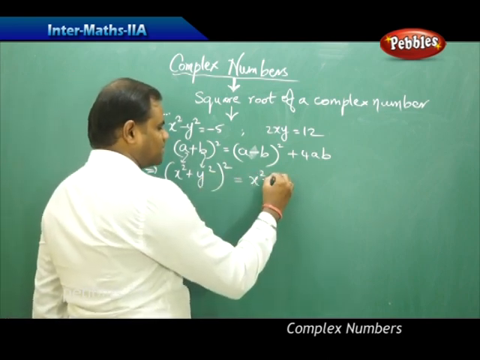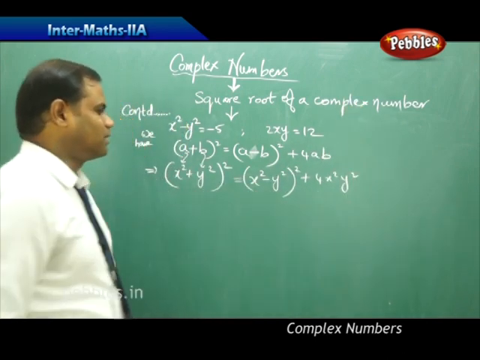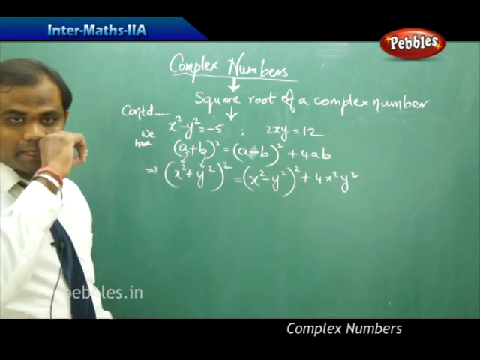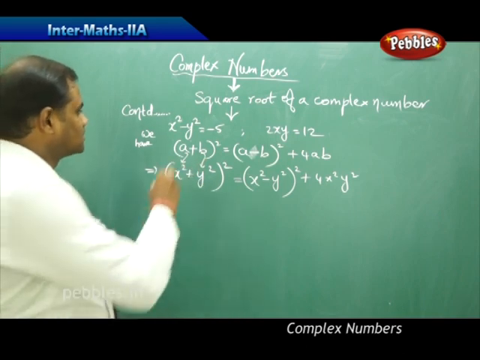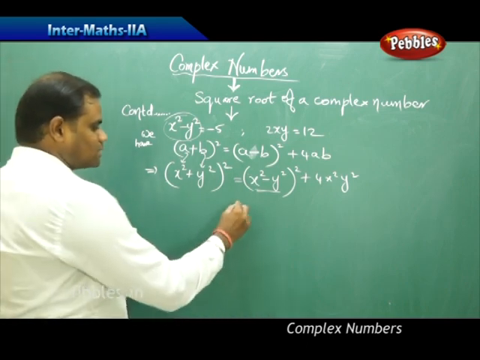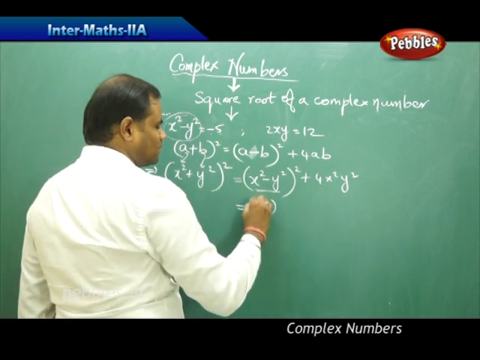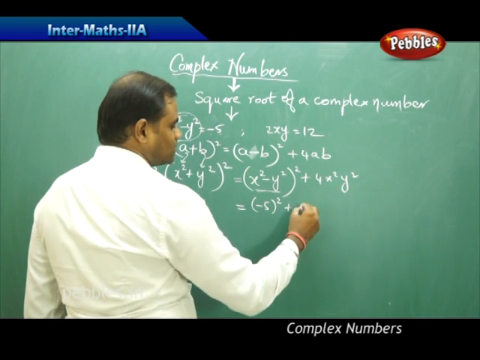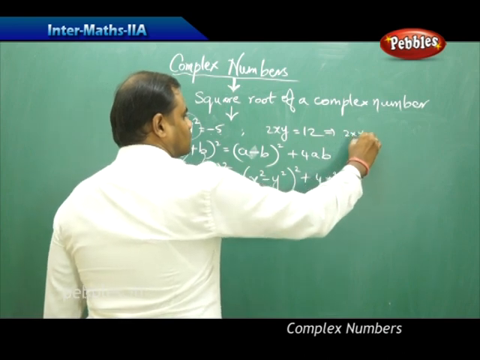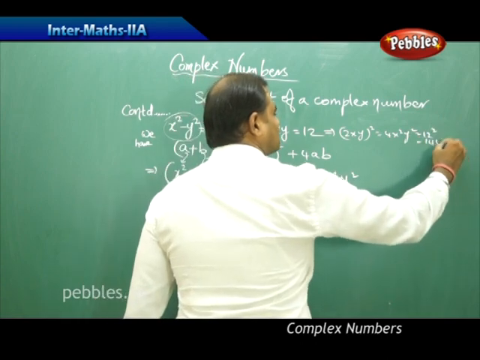This can be expanded as (x² - y²)² + 4x²y². Replacing a with x² and b with y², this formula reduces to this. The intention behind using this formula is that in place of this I can substitute -5, which I have for this. So let's see how this reduces. Now x² - y² equal to -5 implies (-5)² + 4x²y², which can be written as (2xy)², which is 12², which is 144.